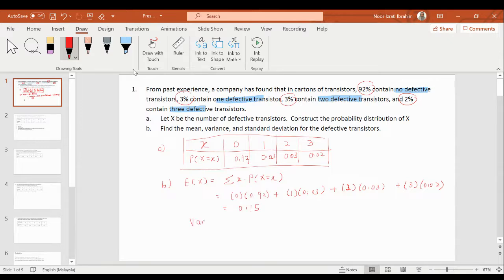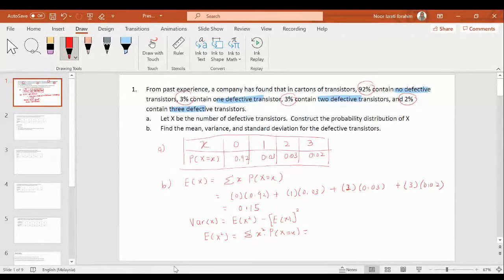To find the variance, the formula will be E of X squared minus E of X, squared. So we have to find first E of X squared. How to find E of X squared? It will be the summation of X squared multiplied with probability when X equals to x. Here, you just square first each of the X and then you multiply with probability.